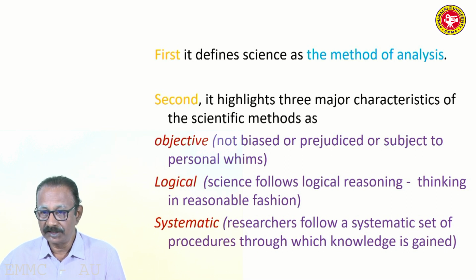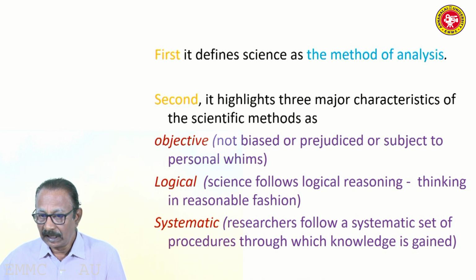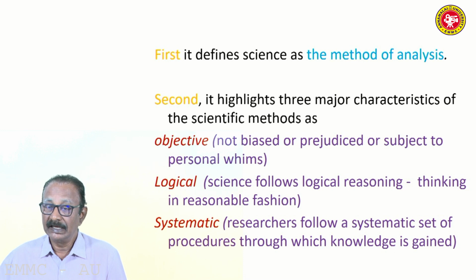And the second is logical. Logical means the outcome can be derived only from logical reasoning. Logical reasoning is obtained only from thinking in a reasonable fashion. And the third one is systematic. A systematic approach is very important for the scientific method. The researchers should follow a systematic set of procedures through which the knowledge is gained.